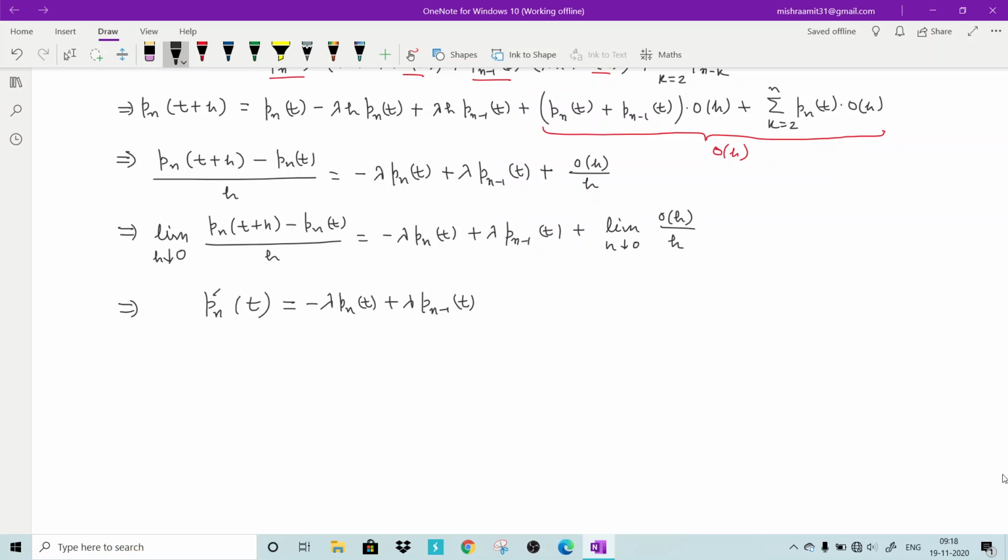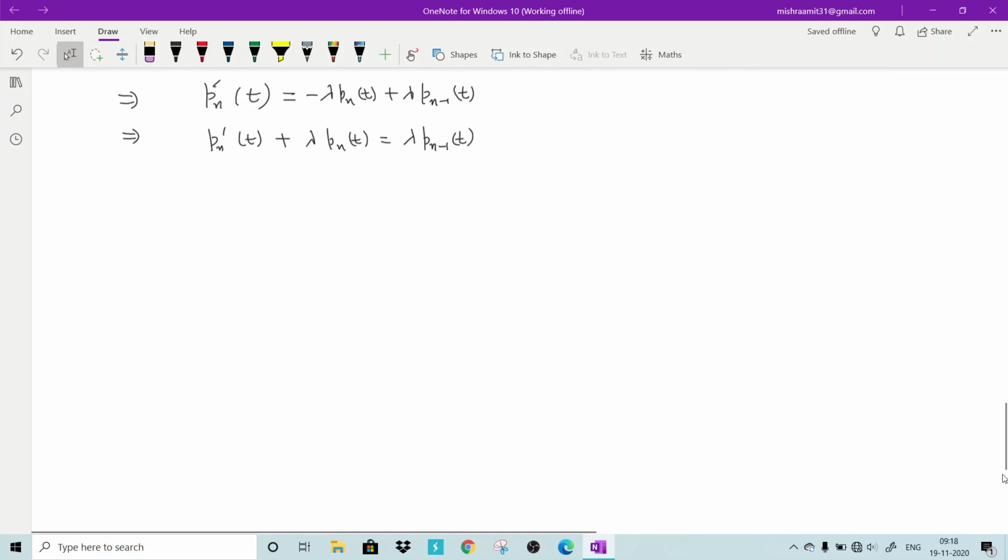You can understand this is a first order linear differential equation, and you can solve this by using an integrating factor. So, Pn prime(t) plus lambda times Pn(t) is equal to lambda times Pn minus 1(t). Okay. So, we multiply it by the integrating factor. I assume that you know how to find the integrating factor. The integrating factor here comes out to be e to the power lambda t. I am leaving it for you to find how to find the integrating factor.